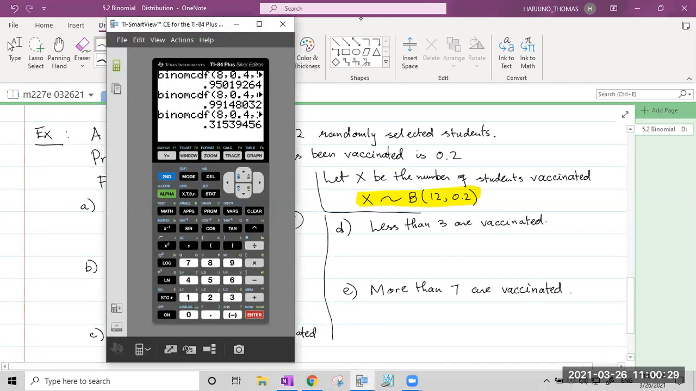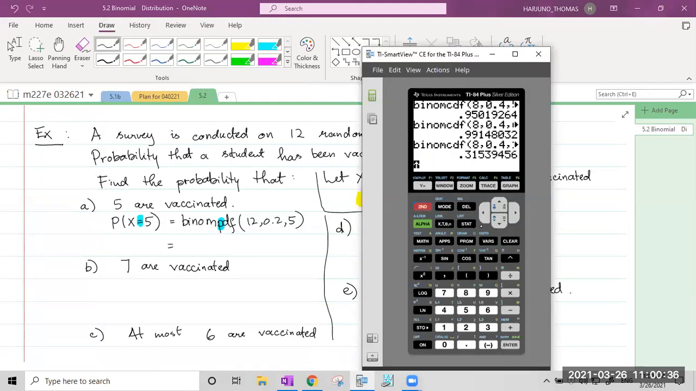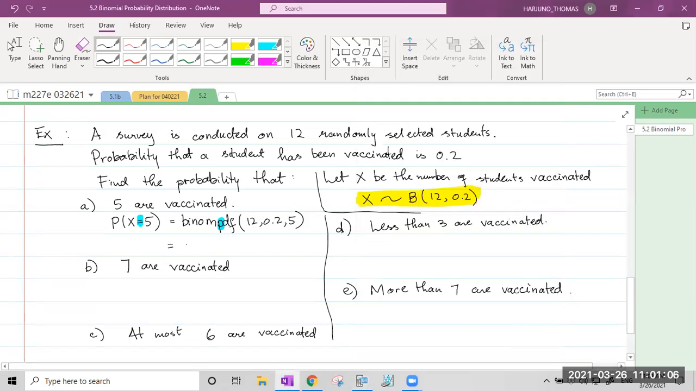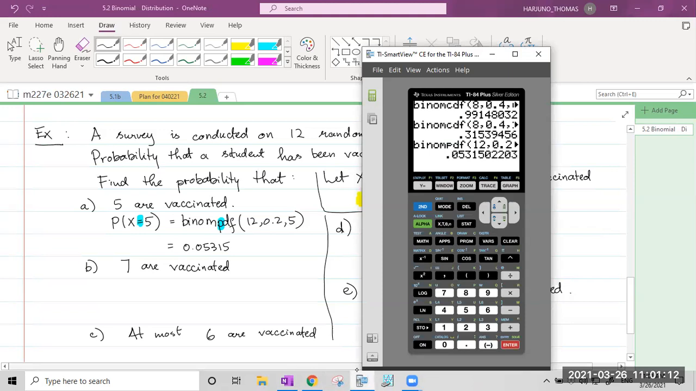Then I use my calculator. This is Binomial Pdf. Number of trials is 12. Probability of each success, that a person is already vaccinated, is 0.2. The X value, the number of successes we want, is 5. So 0.05315. To get exactly 5 people already vaccinated is around 5.3%.